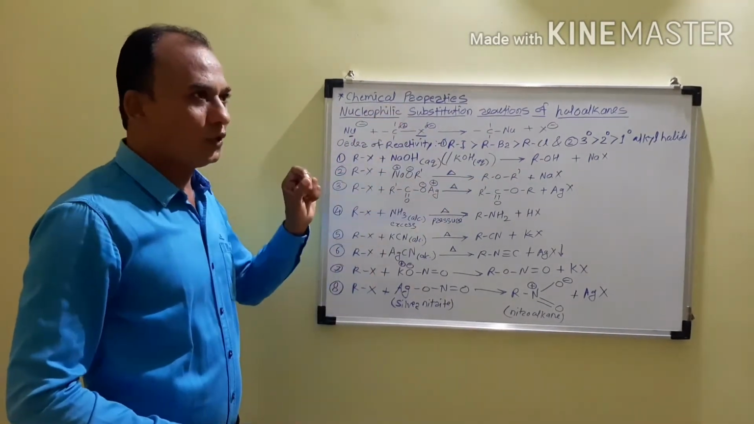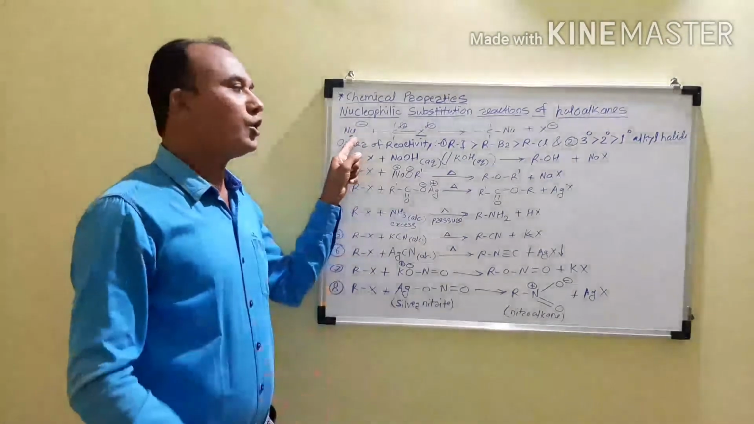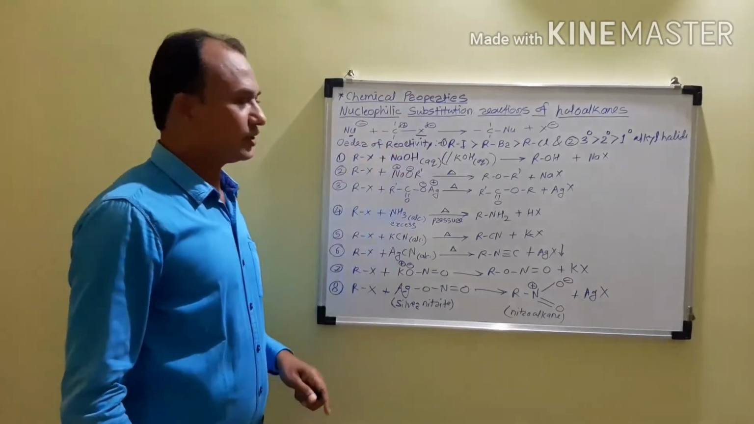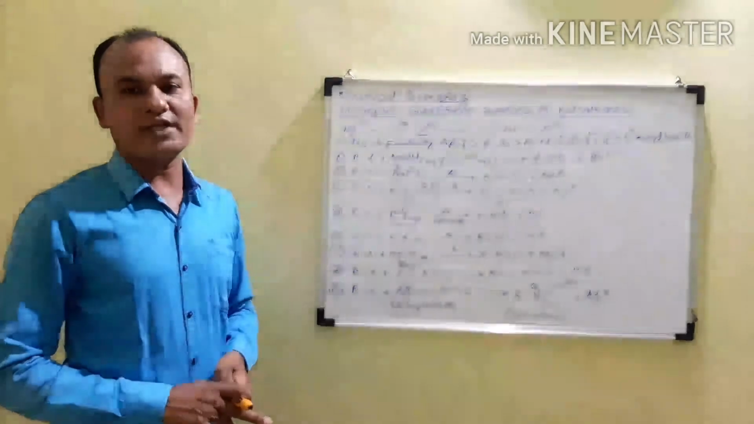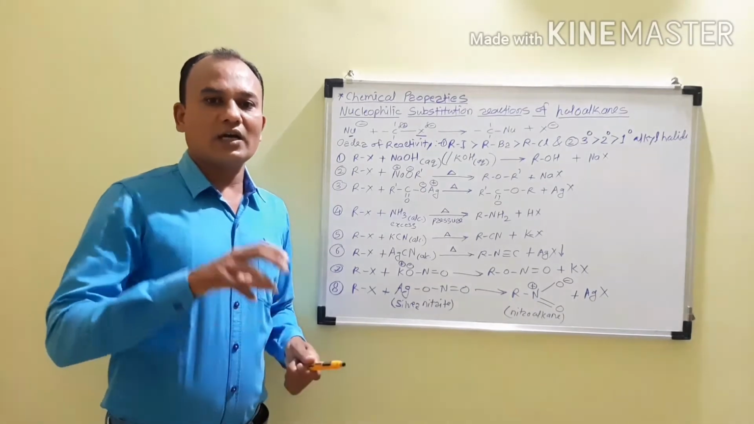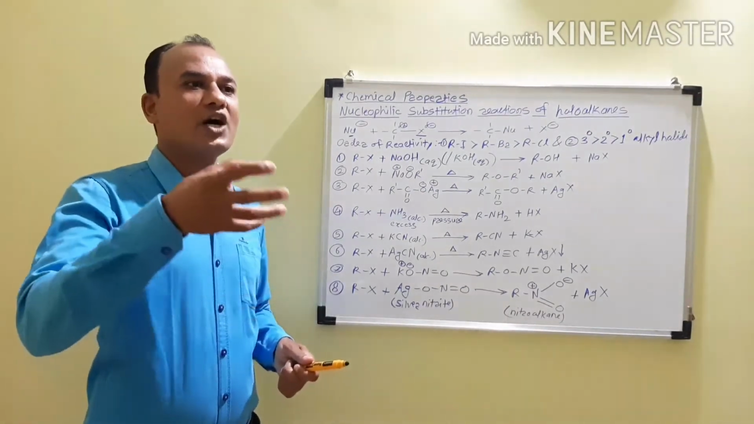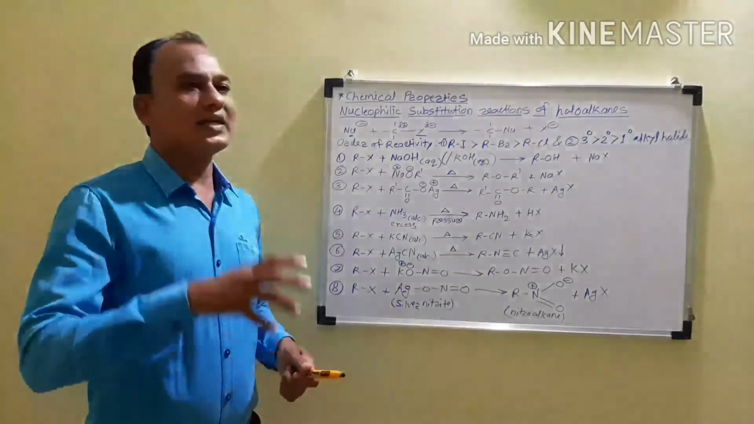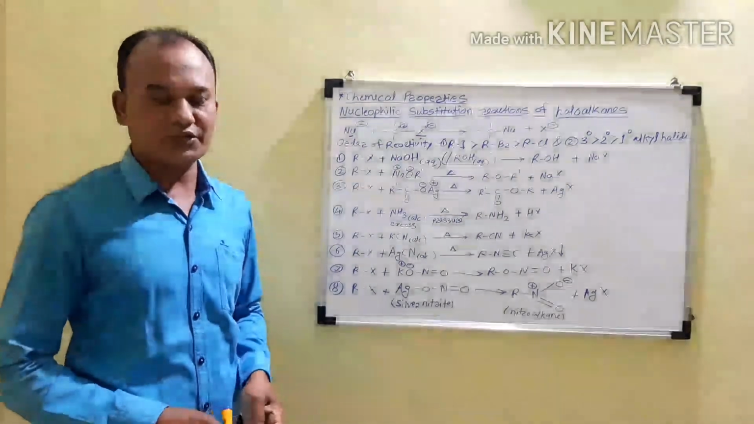Now why is it called a nucleophilic substitution reaction? Because the attacking reagent we are using here is the nucleophile, and therefore it is a nucleophilic substitution reaction. Such types of reactions are called nucleophilic substitution reactions. So in the alkyl halides, there will be a replacement of halogen by the nucleophile to form a substituted product. Such types of reactions are called nucleophilic substitution reactions.